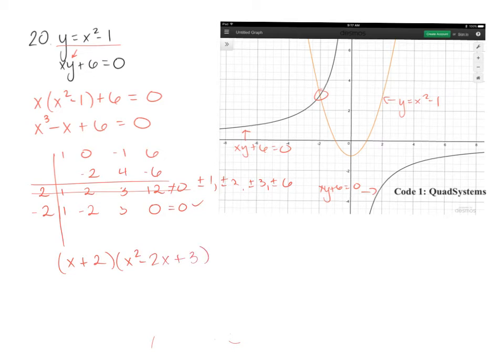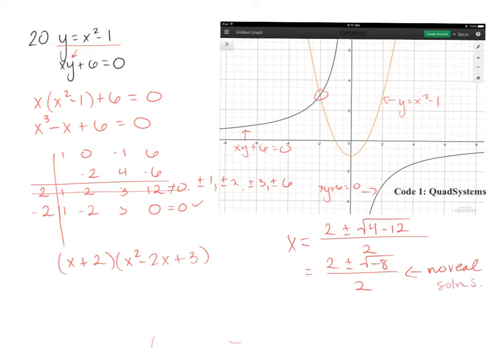And then that quadratic that we just got from the quotient is not factorable, so we'd have to use the quadratic formula to solve. So that's 2 plus or minus the square root of 4 minus 12, over 2, which is 2 plus or minus the square root of negative 8, over 2. This would not be any real solution, right? So our only possible answer is x equals negative 2.